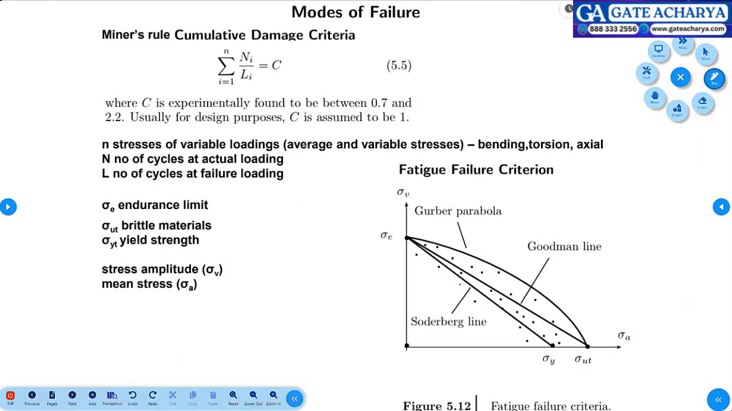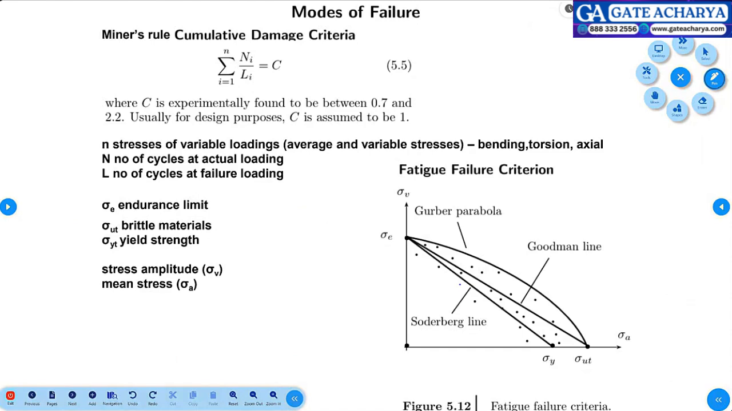Right? We do have damage criteria. We assume that in a component, first bending load is coming, then torsional load, then axial load. Several types of loads, and each and every load has a cyclic part. Under that, what can we do? Add each and every load, Ni by Li. What is n? Small n is the type of loading: bending, torsion, axial.